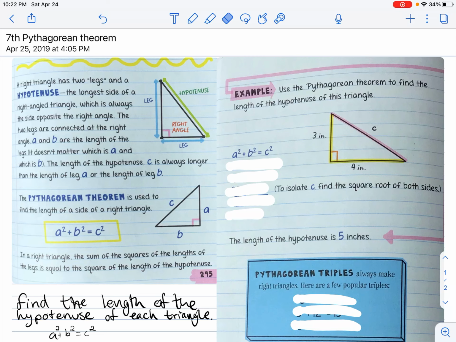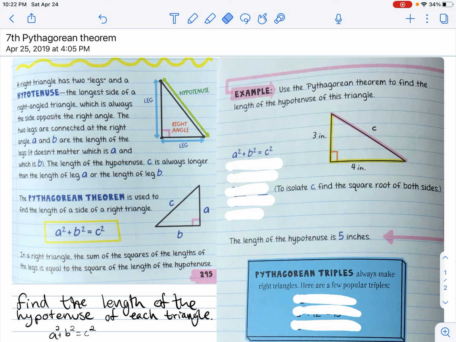All right, so looking at the Pythagorean theorem. This only applies to right triangles. Right triangles are made with two legs and the hypotenuse. And note they are connected. There is a right angle connecting the two legs.